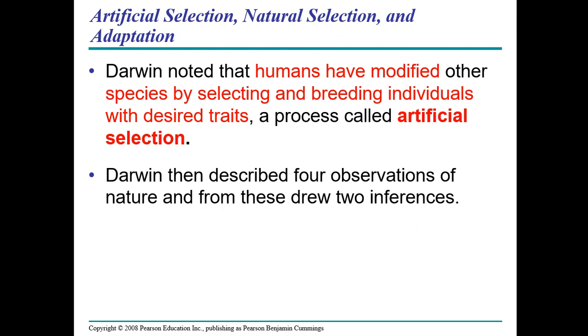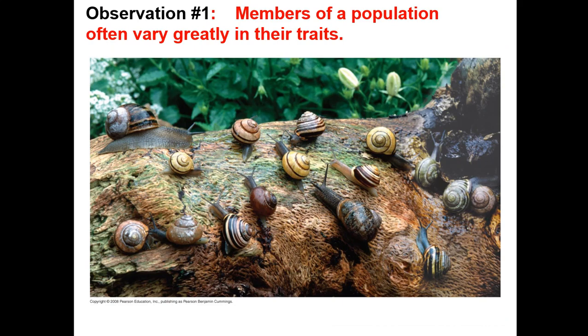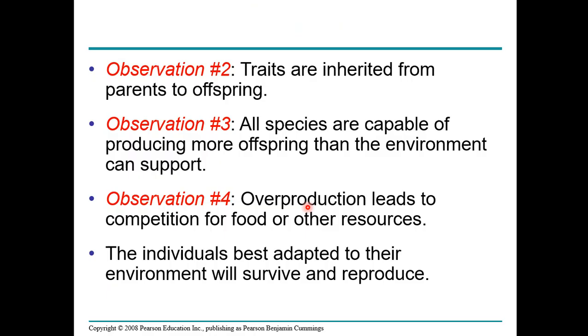Darwin then described four observations of nature, and from these drew two inferences. From four observations to two inferences. Observation number one: members of a population often vary greatly in traits. Though they are of the same population, the same species, they vary greatly in their traits. Just look at their shells. You will see different colors and bands of color. This one is vertical, this one is horizontal, circular, this one is spiral. So they vary, and also in length. So you will see, class, that it's diverse.